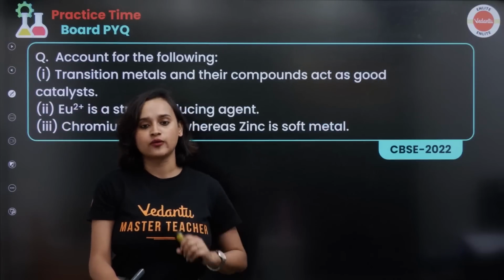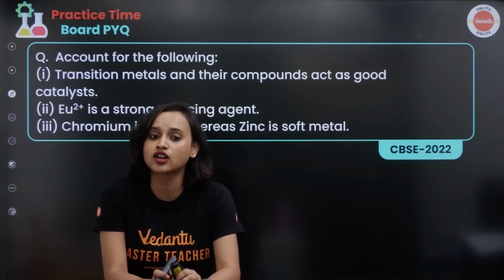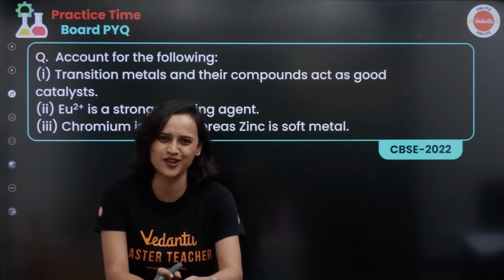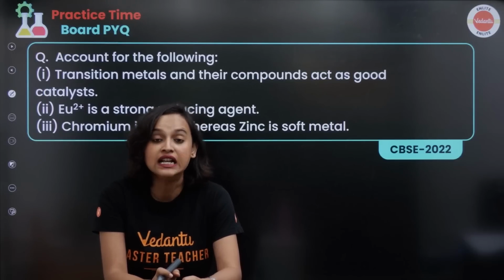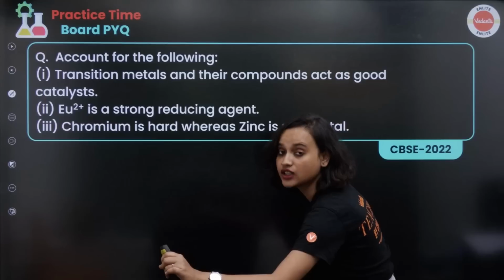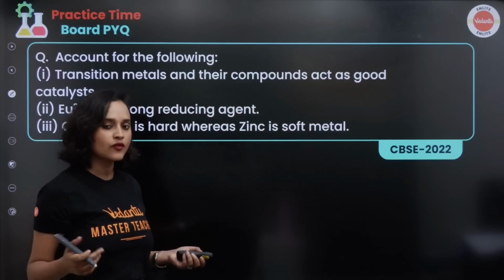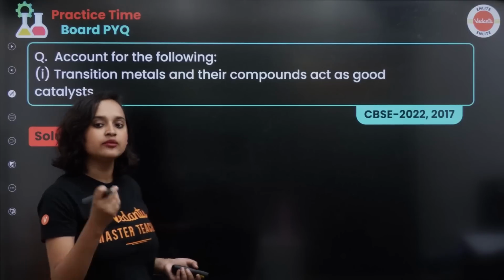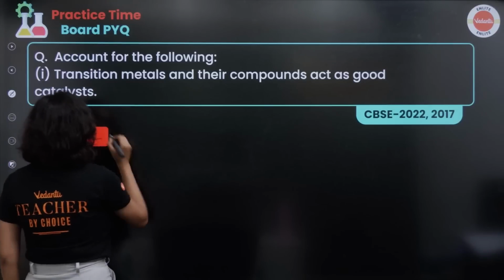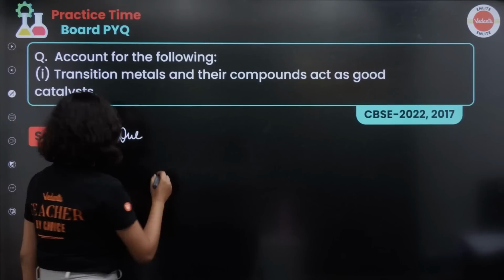Moving on to the next question. Account for the following. Transition metals and their compounds act as good catalysts. Do you know why? Of course we know. Second, europium is a strong reducing agent, and third, chromium is hard, whereas zinc is a soft metal. Chalo, let's start writing. Transition metals and their compounds act as good catalysts. That's because of variable oxidation state first, okay?